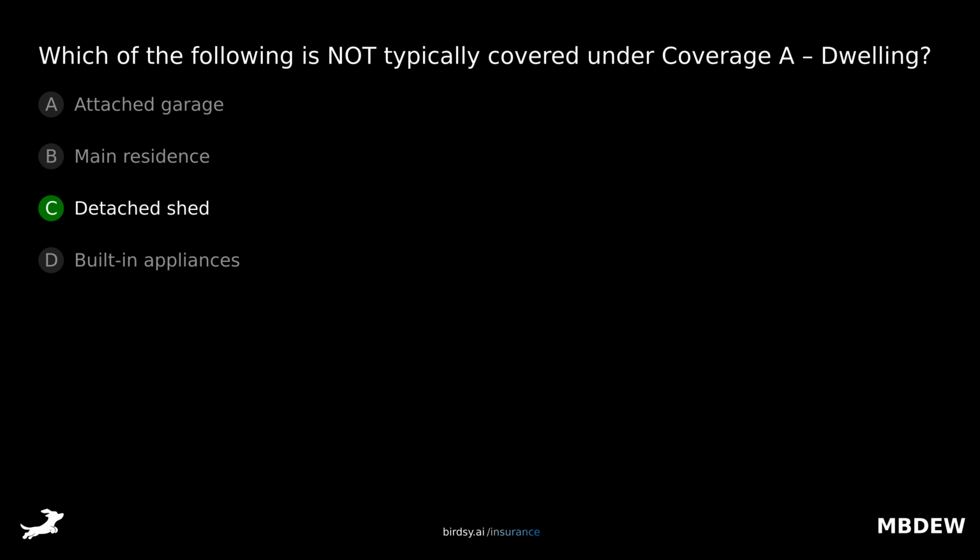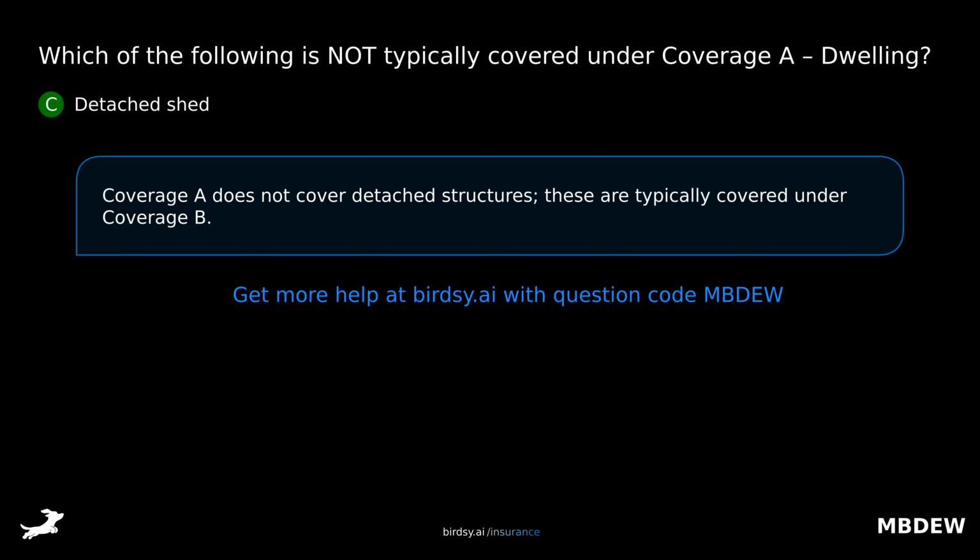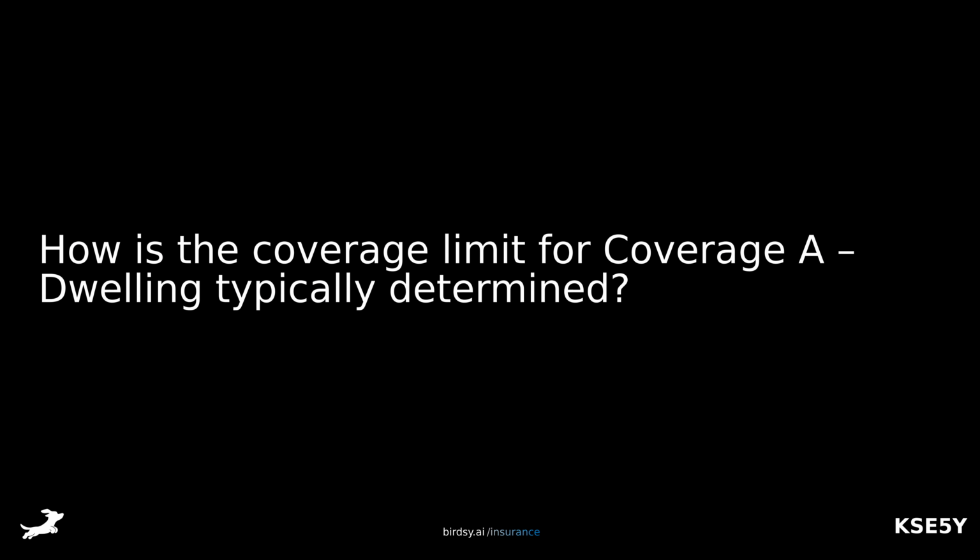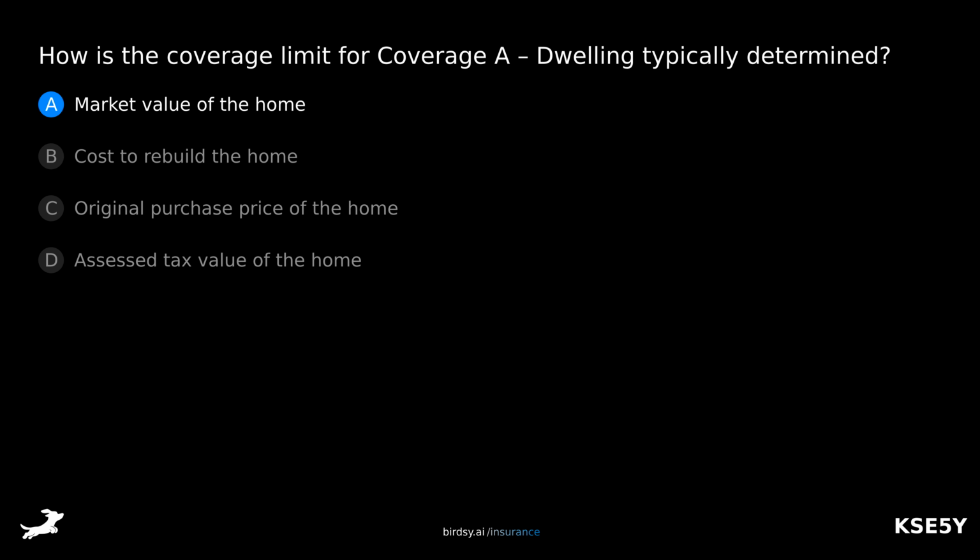The answer is C, detached shed. Coverage A does not cover detached structures. These are typically covered under Coverage B. How is the coverage limit for Coverage A, dwelling, typically determined? Is it A, market value of the home, B, cost to rebuild the home, C, original purchase price of the home, or D, assessed tax value of the home?